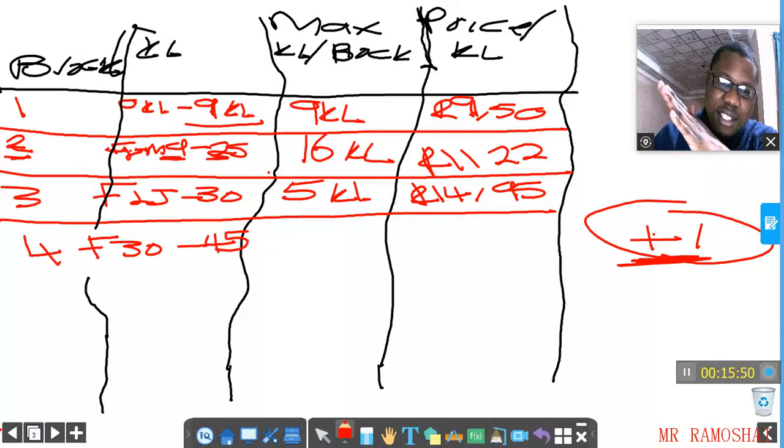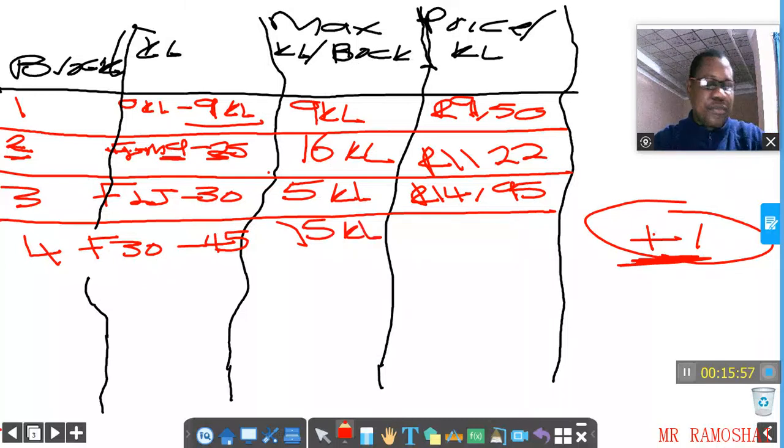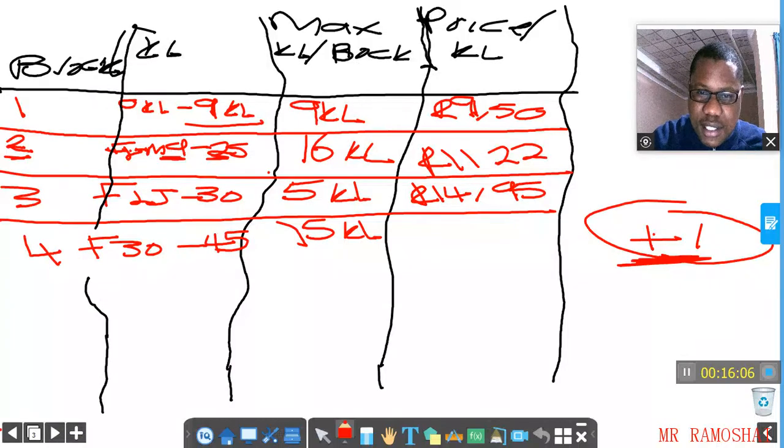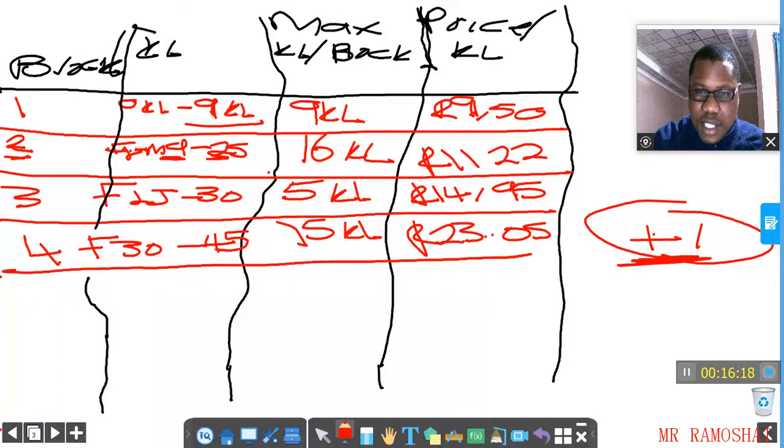So how many maximum kiloliters can be captured in block number 4? Only 15 kiloliters. Right. At what price per kiloliter? At 23 rand 5 cent, 23,05. Right. I will show you something here. Something is about to come here. Let's go to block number 5.